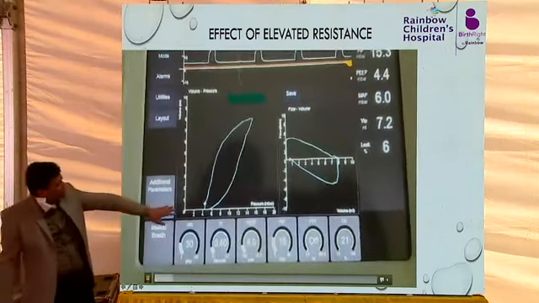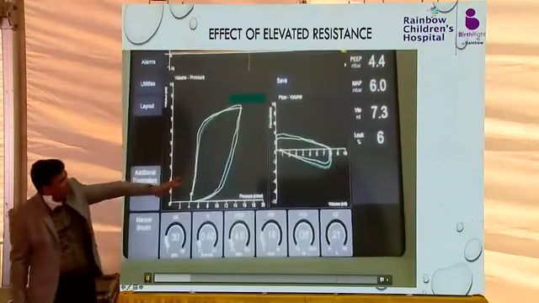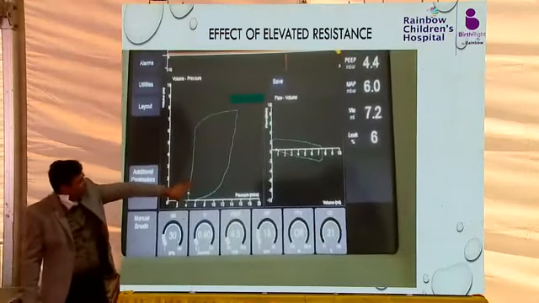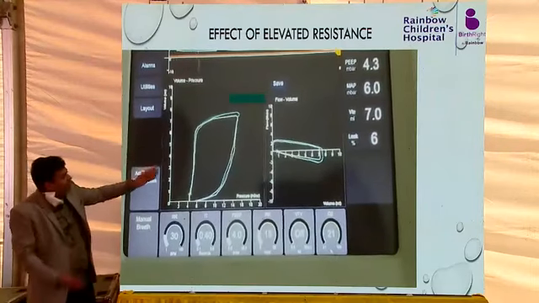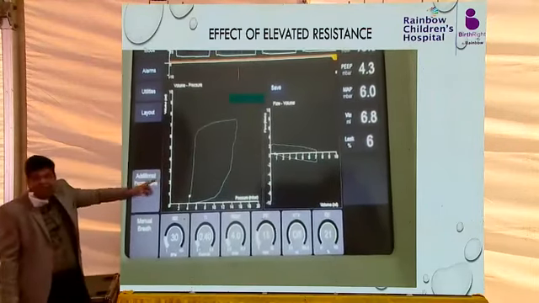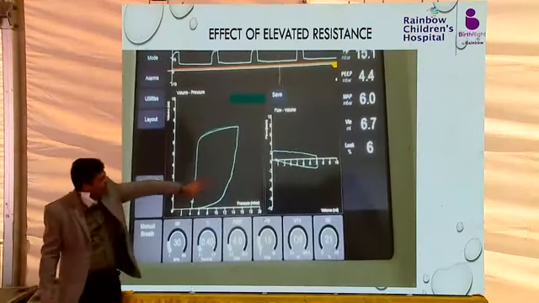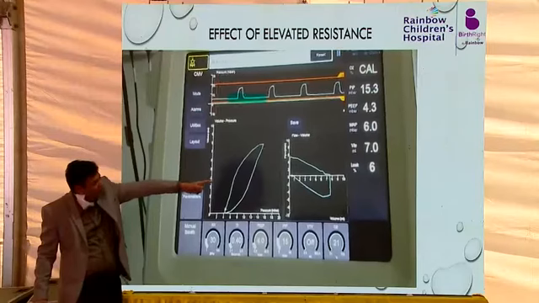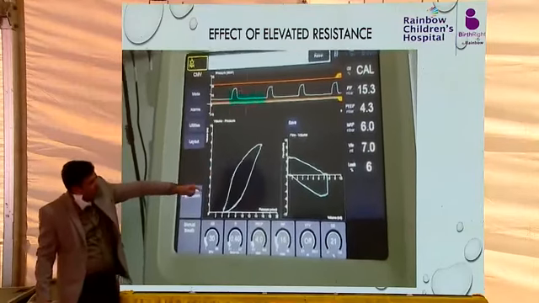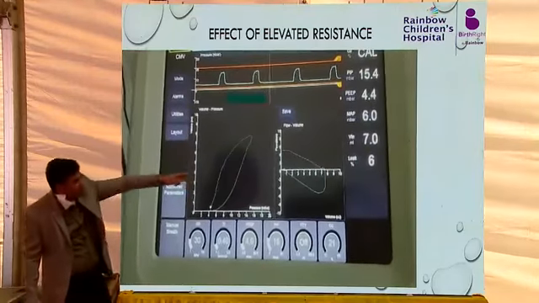Okay. So look at both the things, the hysteresis and that. When we increase the resistance, the hysteresis gets widened. If you remember that compliance line where I was telling you about R1 and R2, the resistance is increased, so the loop has widened. And what has happened to the flow volume waveform? This is normal, and when the resistance is increased, the flow will be lesser.